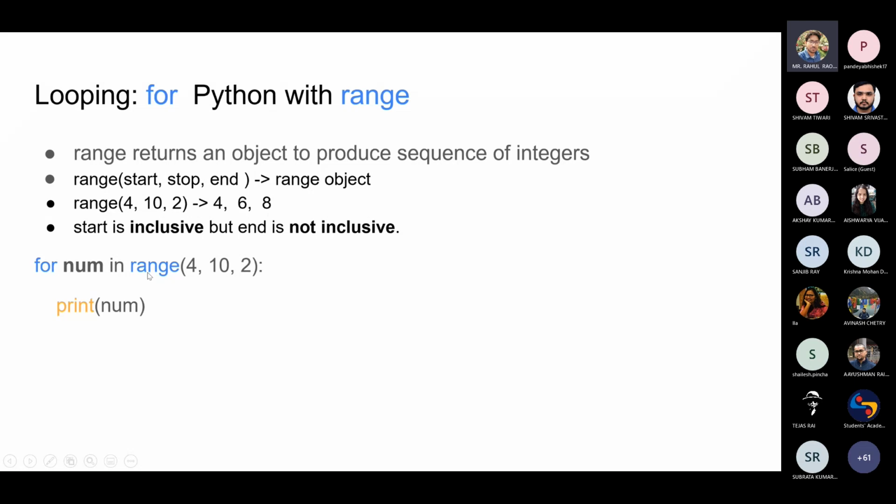So for num in range, num is a temporary variable name that will be assigned to each atom of this sequence. For num in range 4 to 10 with step 2, print num. How can we write for i equal to m to n in the loop just like MATLAB? Yes, I will show it in the IPython notebook. Thank you, Nagendra, for this question.